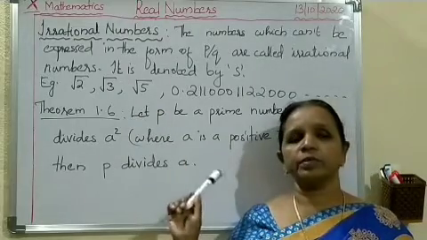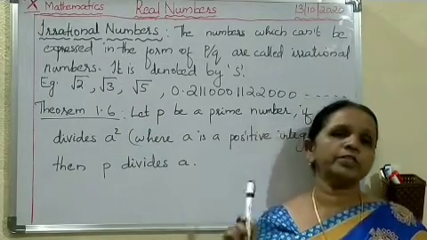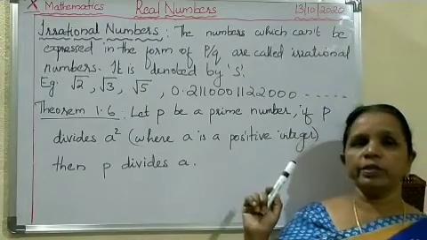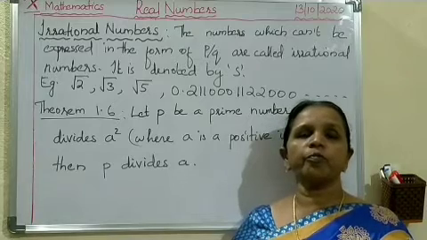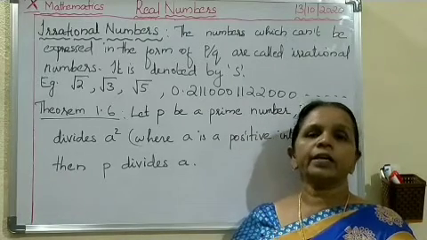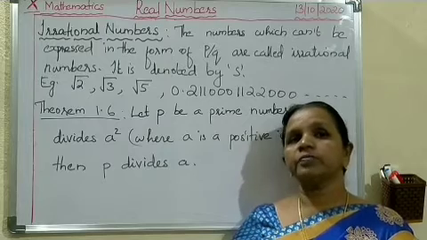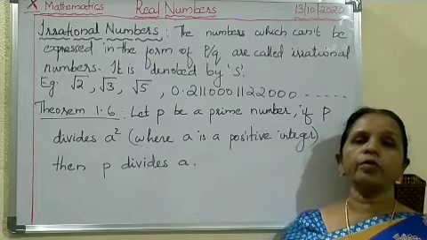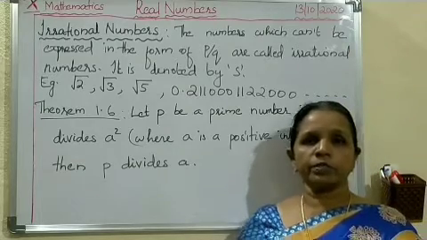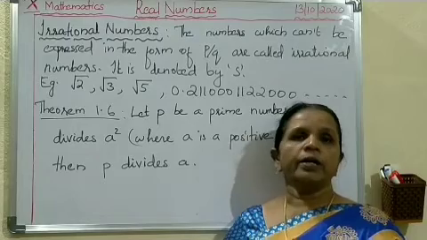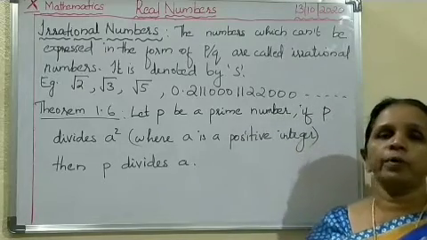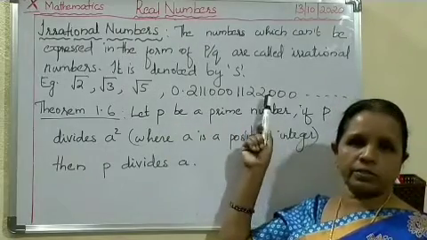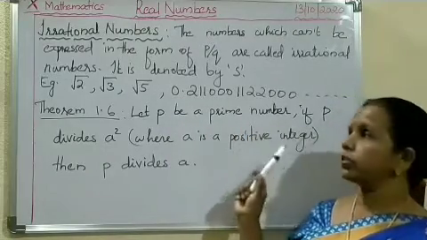What are irrational numbers? The numbers which cannot be expressed in the form of p by q are called irrational numbers. What are rational numbers? The numbers which can be expressed in the form of p by q, where p and q are integers and q is not equal to 0. Just the opposite holds for irrational numbers: they cannot be expressed in the form of p by q. The set of irrational numbers is denoted by S.